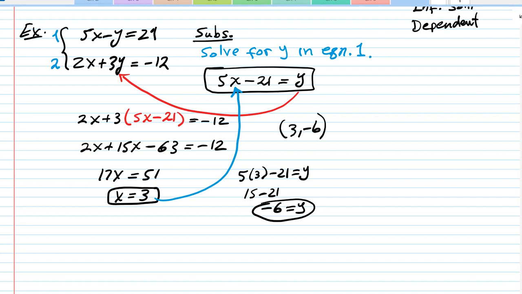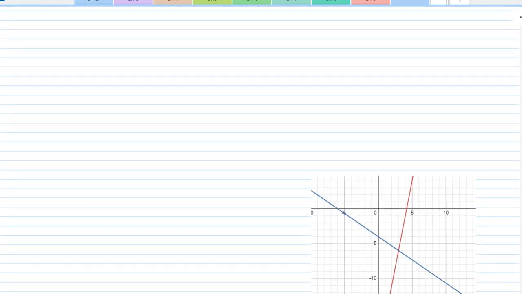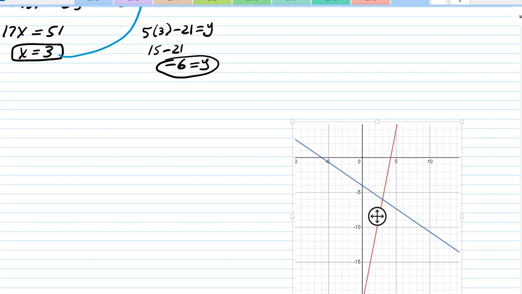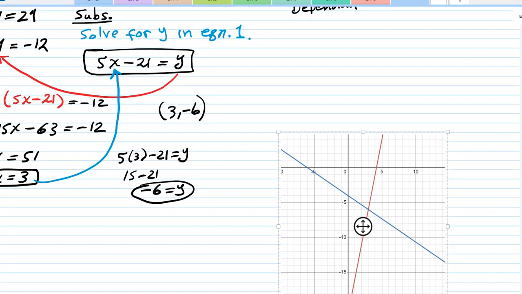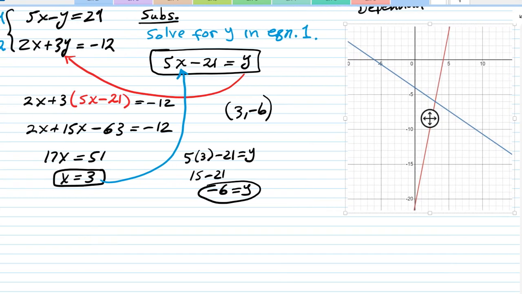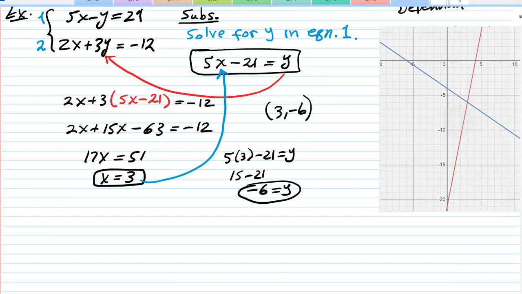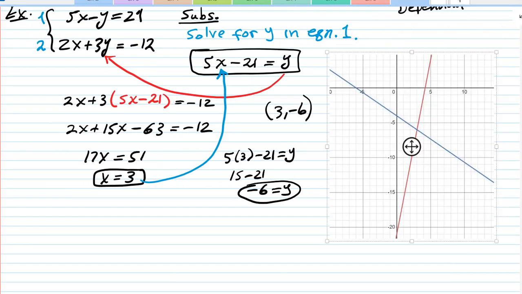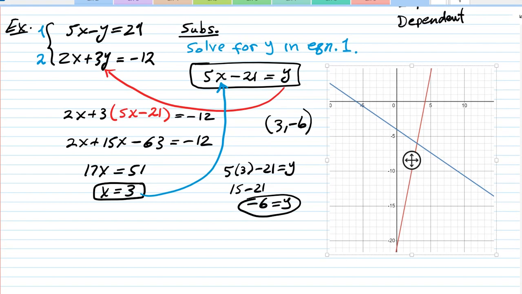That means if we graph this system, the common point of intersection, there will be one, and it will be at 3, negative 6. Now, I've actually done that. I have graphed this system. So let me bring it up here for you so you can actually see this. And there we have it. Let me slide it a bit to the left and we're good. And there it is.